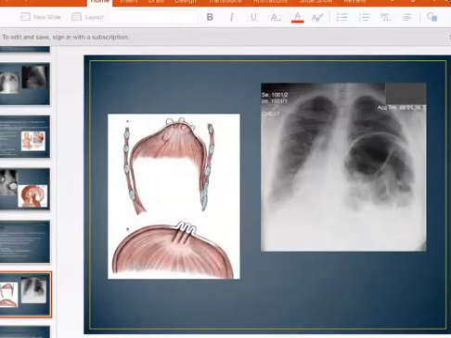This is the procedure; it appears by plication of the diaphragm. You have many methods to do the plication of the diaphragm. Here is the chest appearance, how the elevated diaphragm appears.